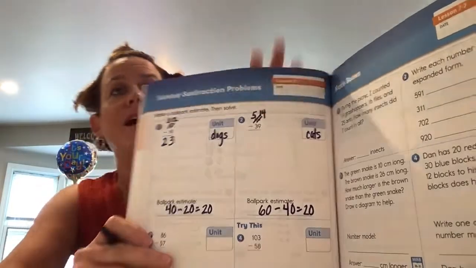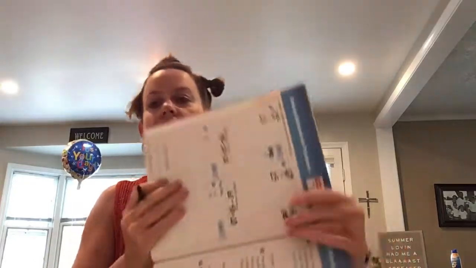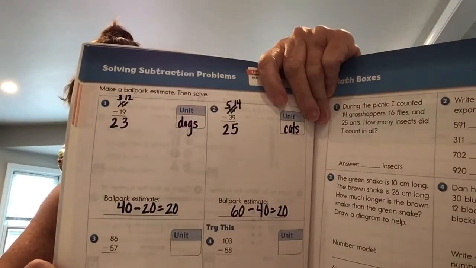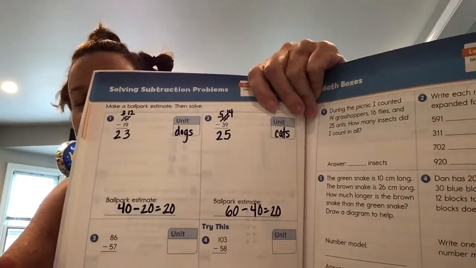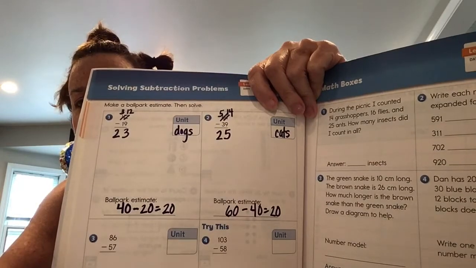Now I can subtract. So I do 14 minus 9, which is 5, and 5 minus 3, which is 2. So I got 25 for my answer, and that's close to my estimate of 20, so I know I'm right.